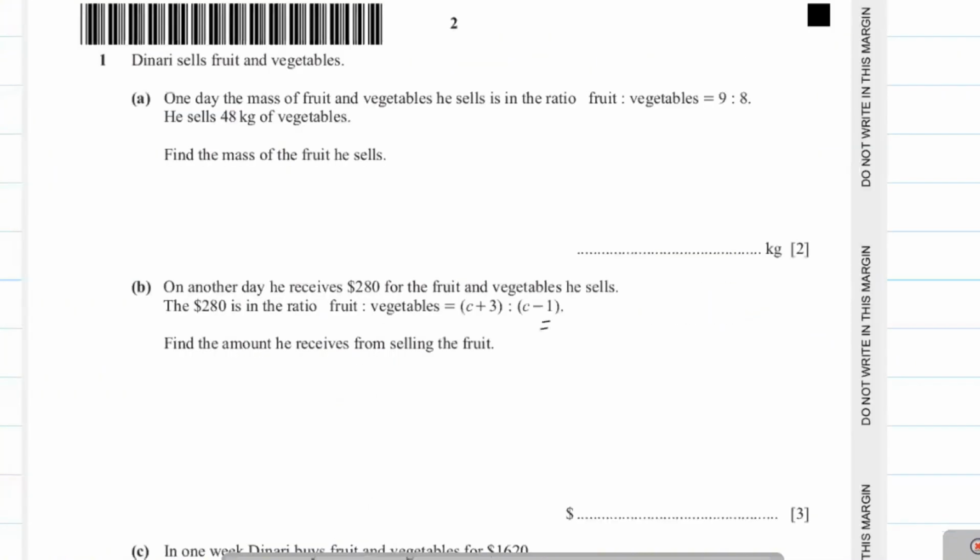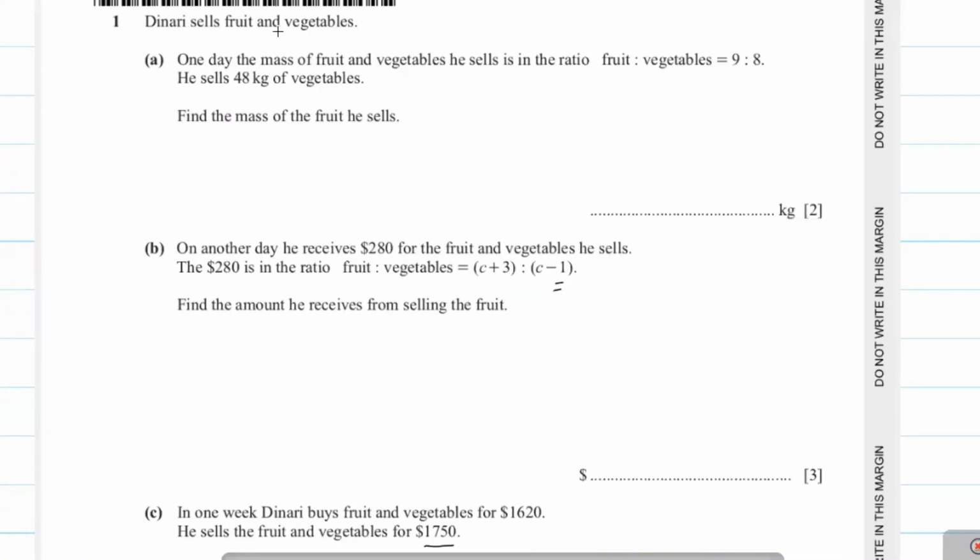Let's start. Question number 1. Dinari sells fruits and vegetables. One day the masses of fruit and vegetables he sells are in the ratio fruit to vegetable 9:8. He sells 48 kg of vegetables. Find the mass of fruit he sells.